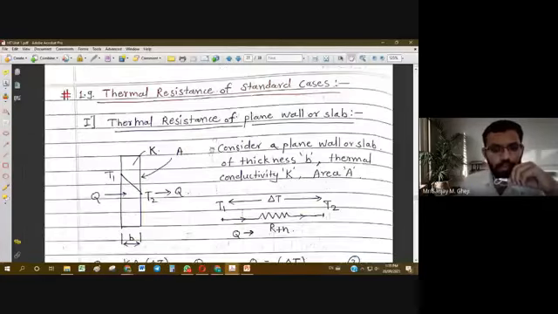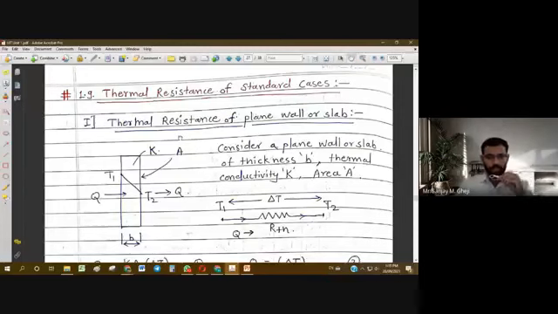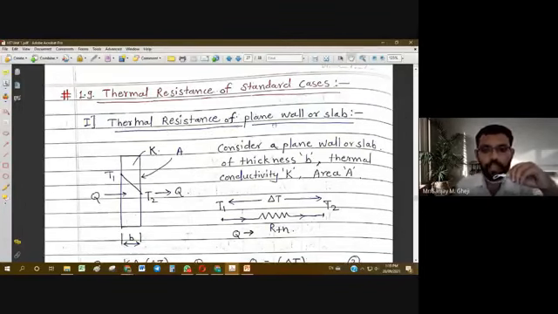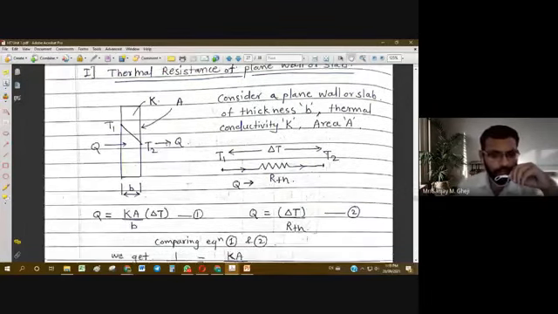Then, with this, let us now evaluate the thermal resistances for standard cases. Just like we derived the heat transfer rates for three standard cases, that is for plane wall, for a hollow cylinder, and hollow sphere, in the same fashion we will now derive the formulae for thermal resistances for plane wall, for hollow cylinder, and hollow sphere.